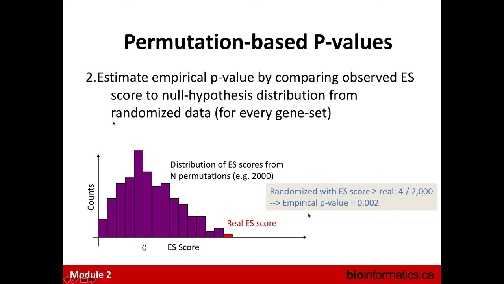For example here, when we do permutation like this to calculate the p-value, we call it an empirical p-value. And here it says, well, we got only four random results that were equal or higher than my observed score, divided by the total number of permutations. So that's called the gene set permutation in GSEA. And this is the only permutation we can use when we use a ranked gene list in GSEA.